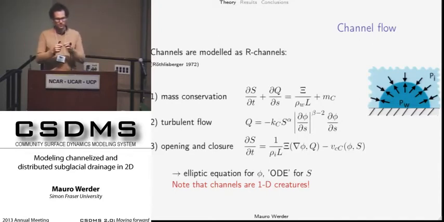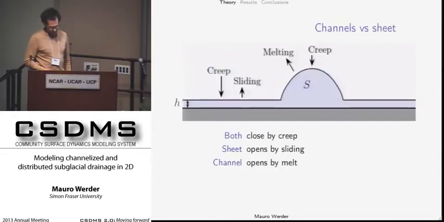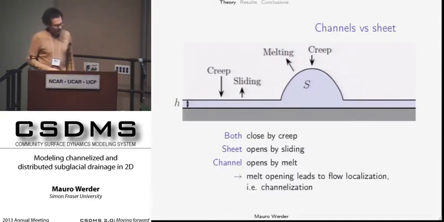So these equations are just valid along a line. So, summarizing channels versus the sheet. Both close by this ice creep closure, which tries to close in on the open spaces. The sheet opens up by sliding over the bedrock bumps, and the channels open up by melt. And this melt opening up is actually what leads to flow localization, because the bigger a channel, the more melt there is, so bigger channels want to be bigger and capture the discharge.